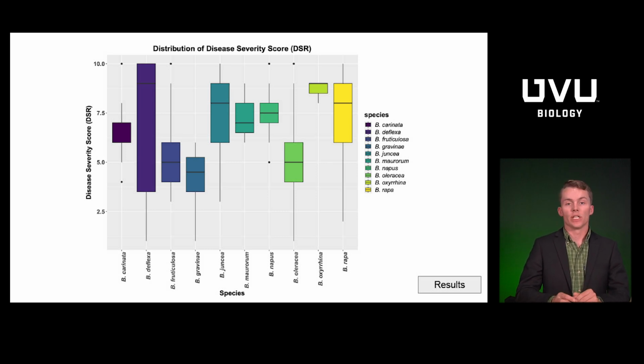You'll notice Brassica oleracea there with about the lowest in most of the sections that were recorded. Again, Brassica gravenae and some other species that were used. Brassica rapa was the one that had a lot of virus-resistant species within it, but it actually did not fare very well.